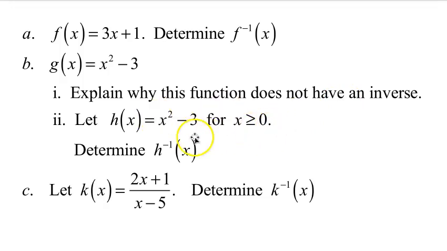We're going to make a small change to it. We're going to let h of x equal x squared minus 3 for x greater than or equal to 0. Now you can determine h inverse of x. And the last example here, k of x is (2x plus 1) over (x minus 5). Determine k inverse of x. So let me ask you to work on those 3 problems. When you're finished, go ahead and advance the video, but pause it now.